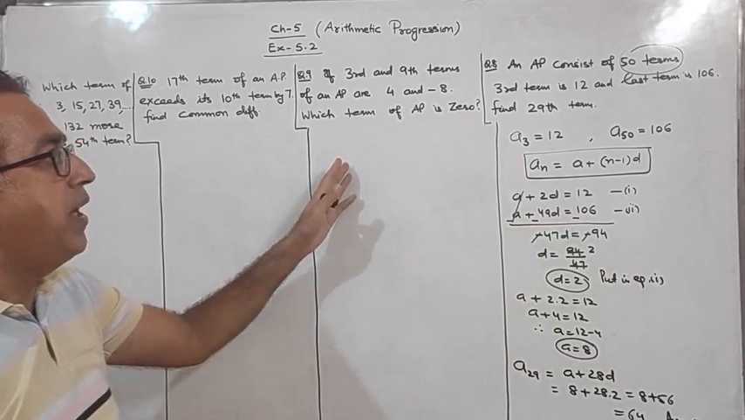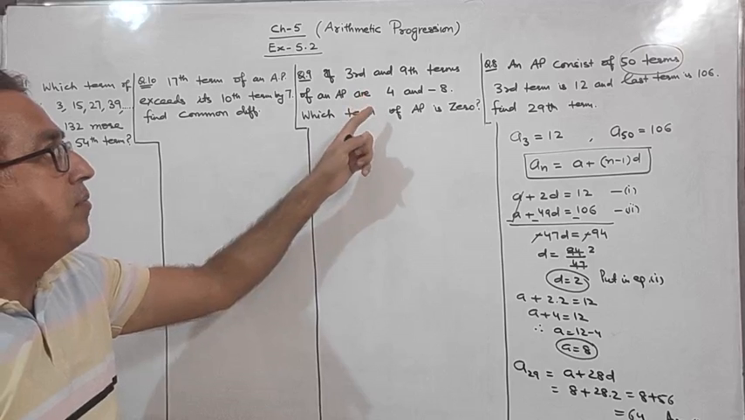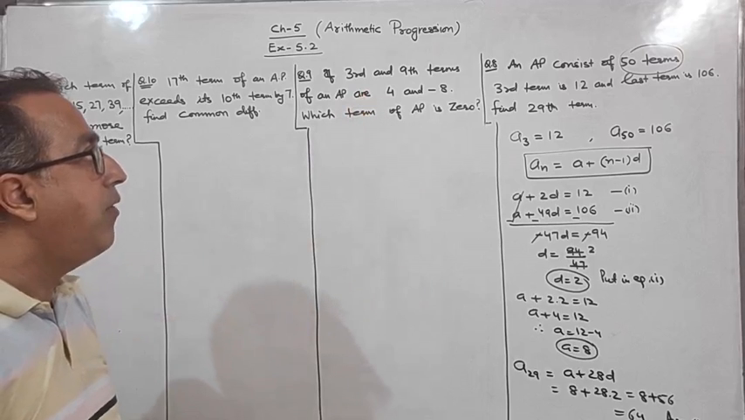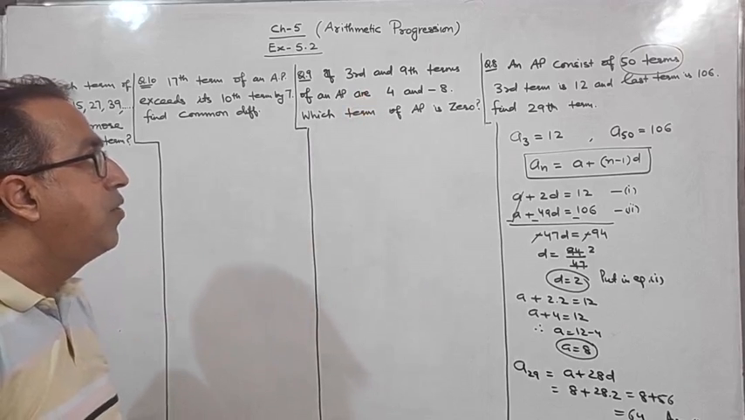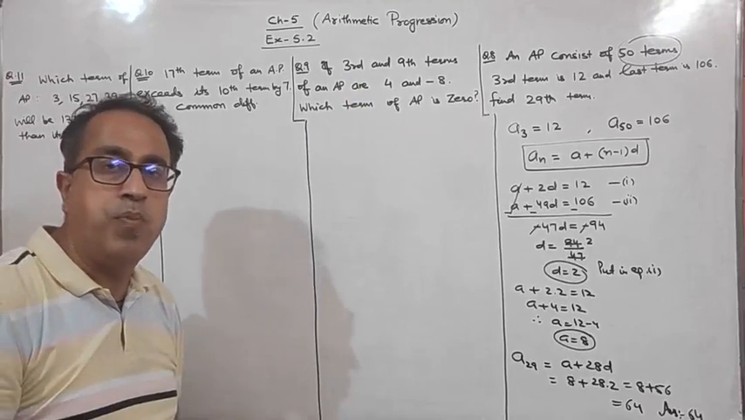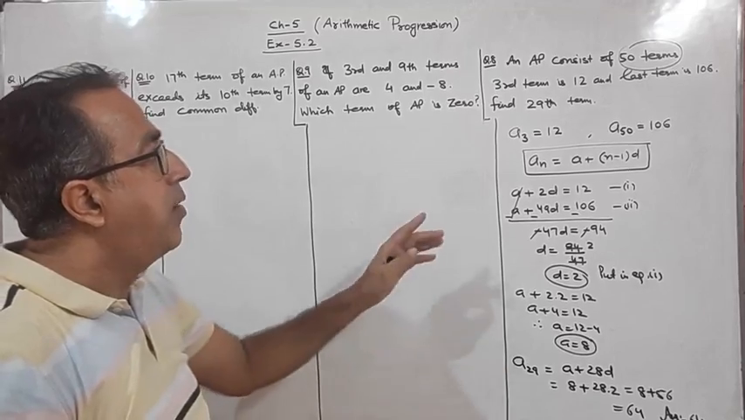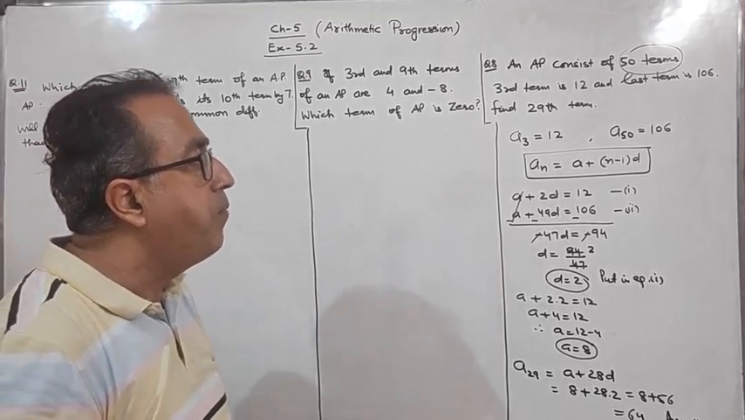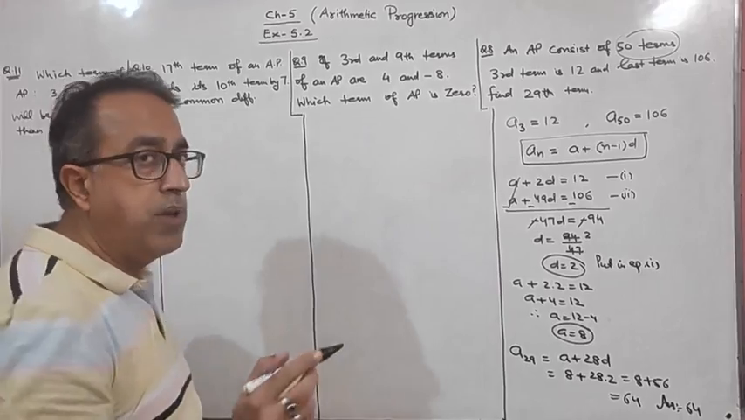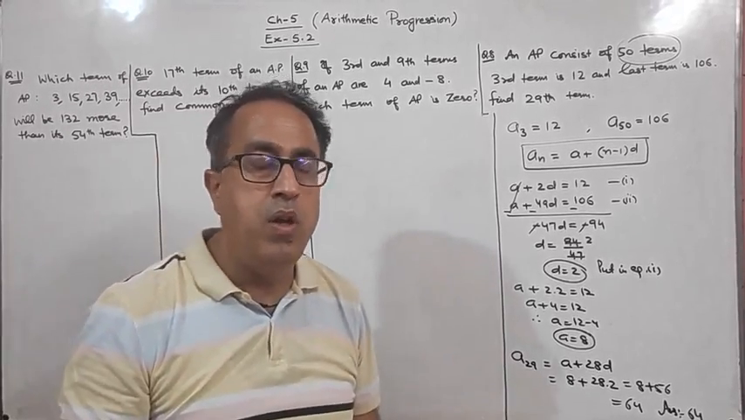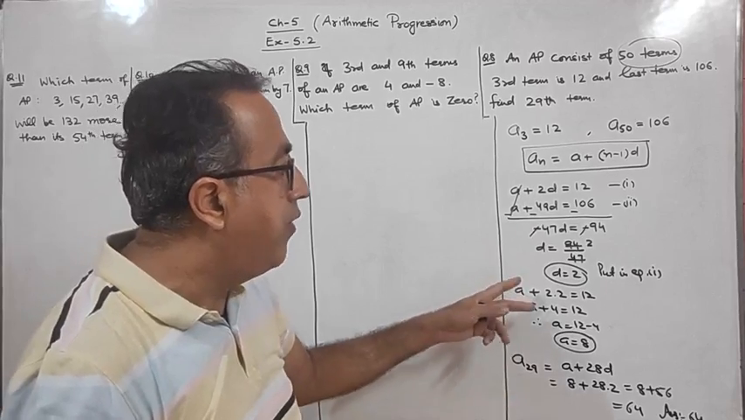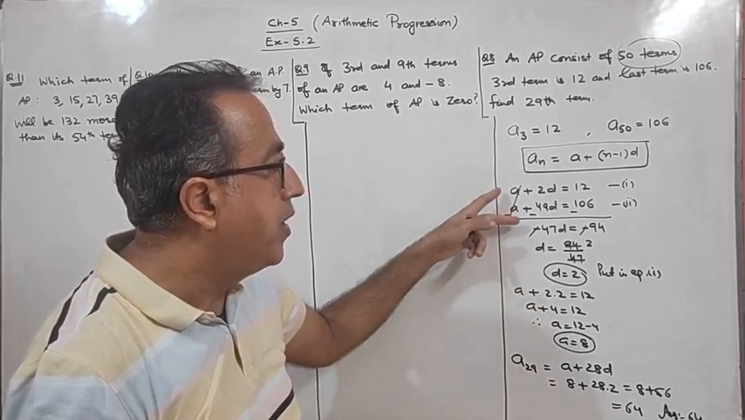Now come to question number 9. If the third term and ninth term of an AP are 4 and minus 8, which term of the AP is 0? It is almost like question number 8. When two terms of an AP are given, first of all we find the values of a and d by the two equations.